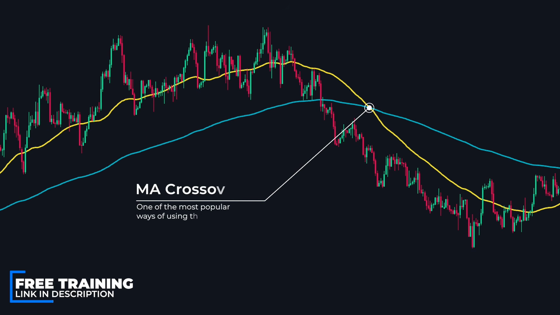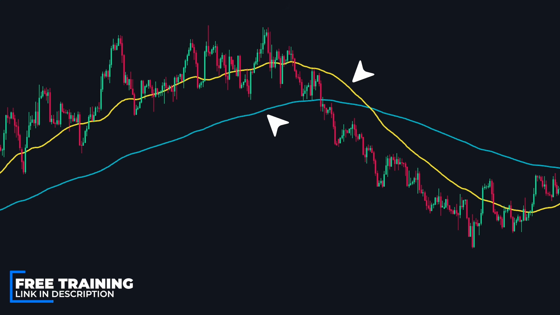A moving average crossover is one of the most popular ways to use the indicator. For this, we need two moving averages with two different period settings. Just like earlier, we will use the 50 and 200 MA for this as well. Earlier, we learned that in an uptrend, the smaller MA is above the larger MA. Similarly, in a downtrend, the smaller MA is below the larger MA.